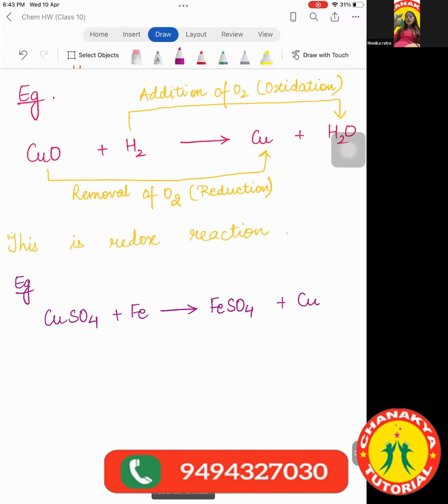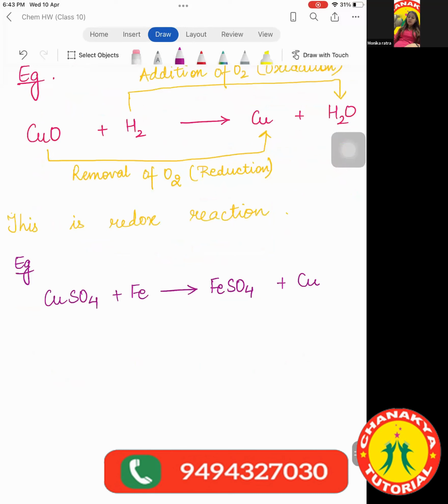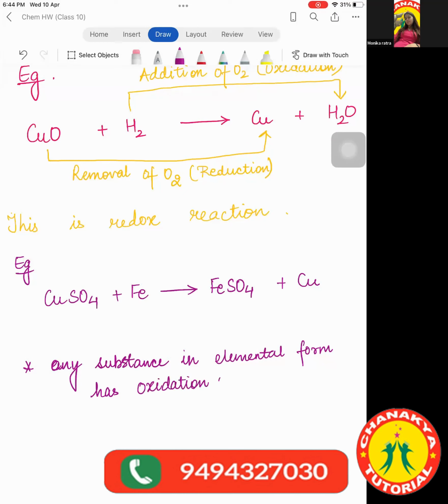For understanding how this is a redox reaction, there are two things you should know. First, any substance in elemental form, when it is present in the form of an element, has oxidation number 0.